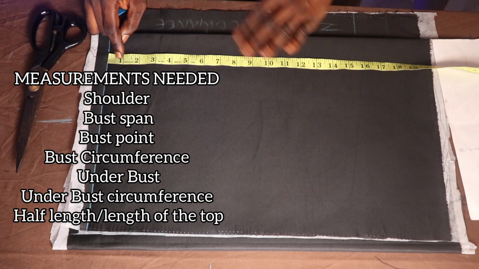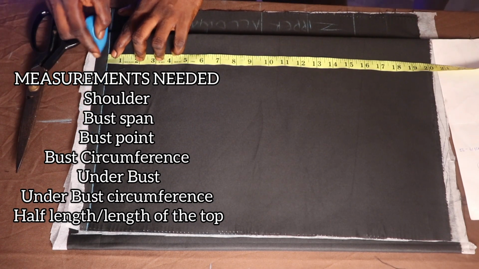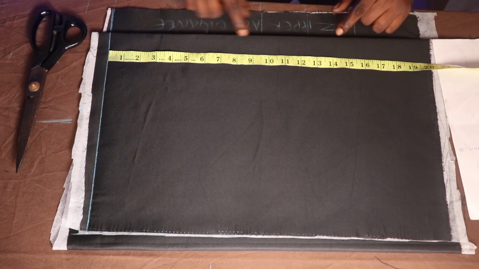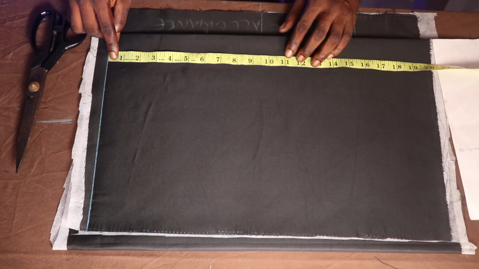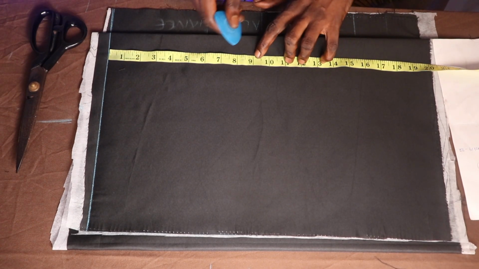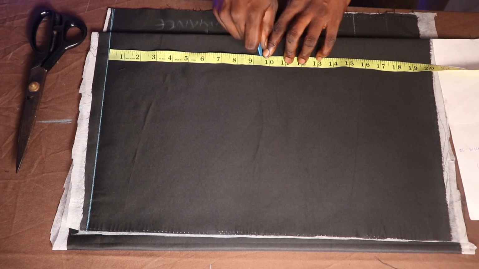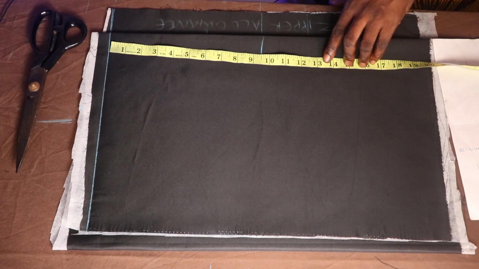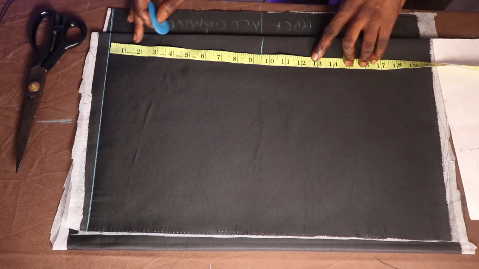So we'll be making our shoulder dart. We've drawn our borderline, 2 inches for my zipper allowance. Okay, the bust point is 9. I'll add half to it, 9.5. My under bust is 12. I'll add half to it for my sewing allowance still.